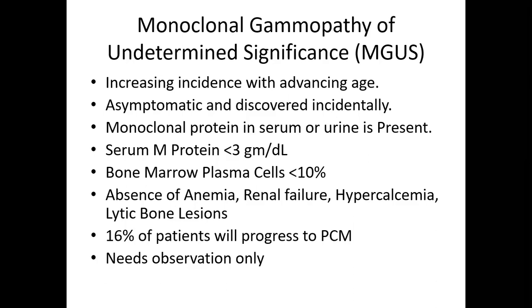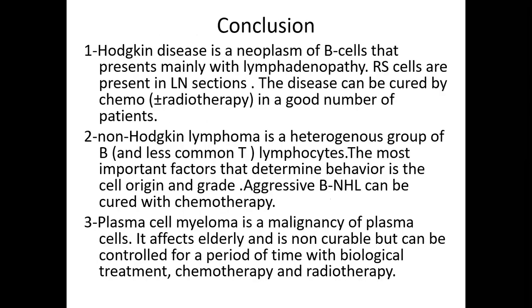16% of patients with MGUS will progress to plasma cell myeloma, and therefore these patients will need observation and they will be managed if they have a progression of the disease.